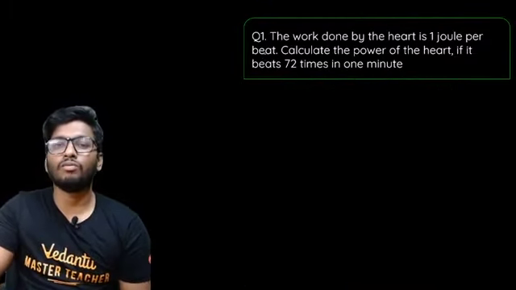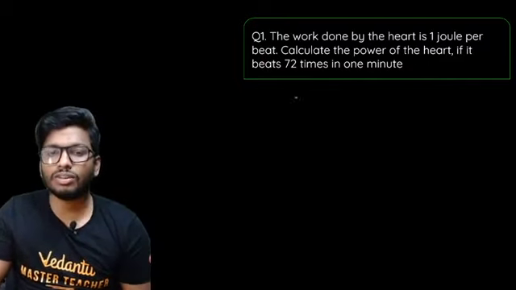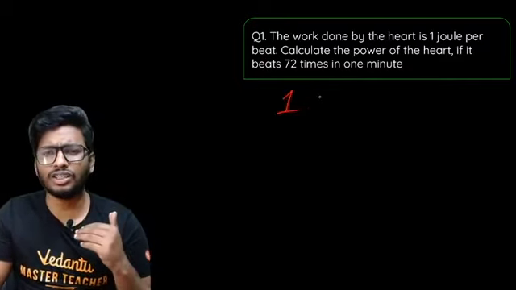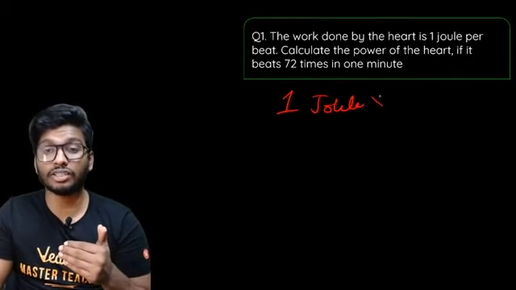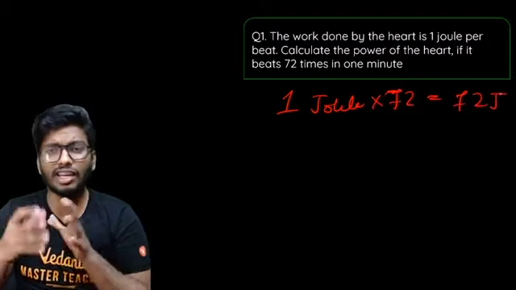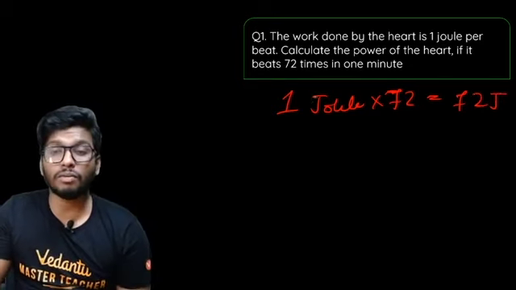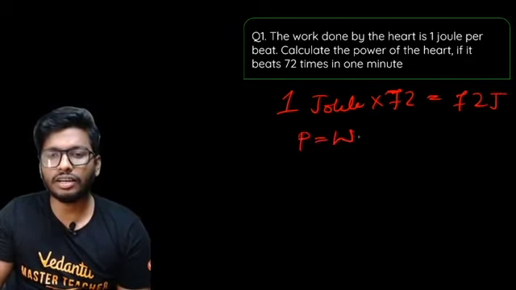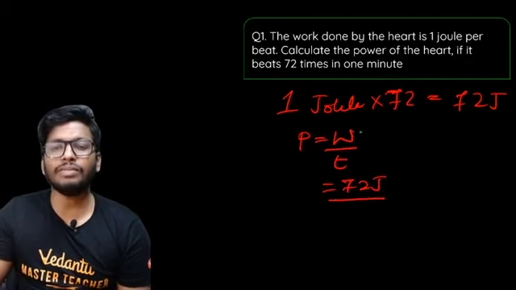First of all, guys, work done by a heart is 1 joule per beat. So that means if it's 1 joule per beat, for 72 beats, how much work is done? Into 72, so that's 72 joules. That is the amount of work done for 72 beats. Now, what is the power? What is the formula for power? Power is work done by time taken. Work is 72 joules. Time taken is 1 minute.